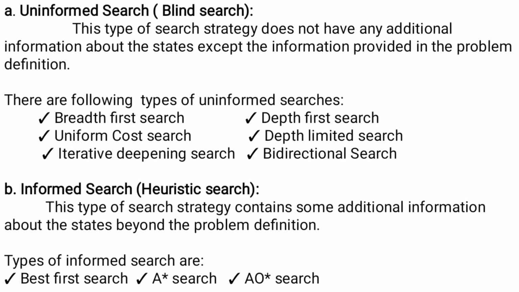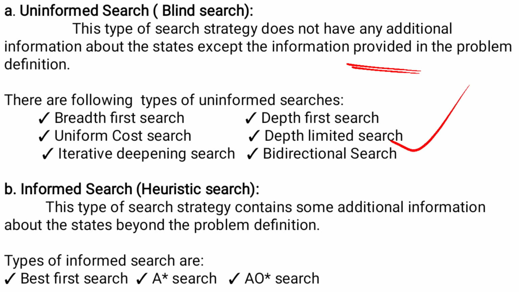First one, uninformed search. Here in uninformed search, it uses only the problem definition, means whatever information is given in the problem, only that it uses, other than that it won't use. That is uninformed search. It also has different names, different searches: breadth first search, uniform cost, iterative deepening search, depth first search, depth limited search, and bidirectional search. This is about uninformed search.